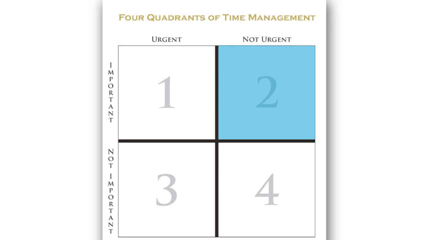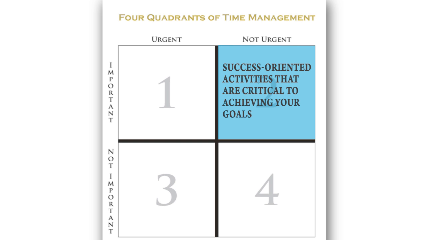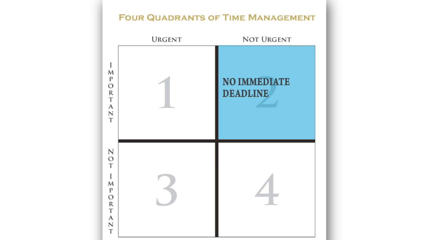In Quadrant 2 are the important but not urgent tasks. These are those success-oriented activities that are critical to achieving your goals. They don't have an immediate deadline, but that's good because you should be working to complete them before they become urgent. In fact, Quadrant 2 is where you do your best work because you're not in crisis mode and you have the time to put in your full efforts and attention on it.